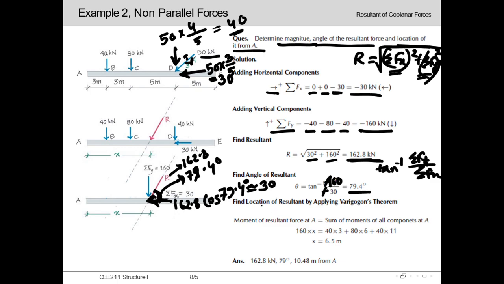For the y component, the value will be 162.8 sine 79.4, as this angle is 79.4. So 162.8 sine 79.4, the value will be 160. So we can see that the value of the y component is 160. Basically, these two values are the same values as summation of Fx and summation of Fy.